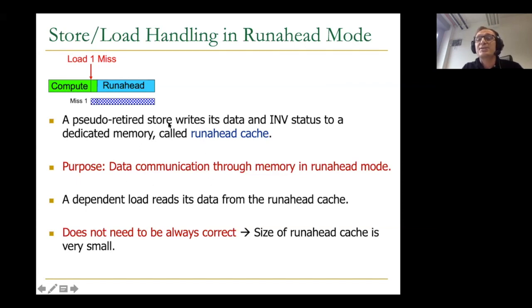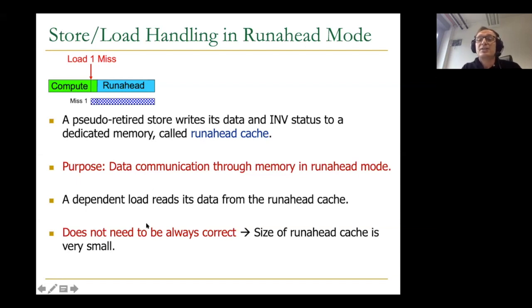So a pseudo-retired store writes its data and invalid status to a dedicated memory called the Runahead cache, and a dependent load reads its data from this Runahead cache. This is purely speculative. And the reason is because we cannot write to memory. You cannot write to memory because if you write to memory, you're updating architectural state. We're basically writing to a buffer. It could actually be called the Runahead buffer. We call it the Runahead cache because it looks like a cache structure.